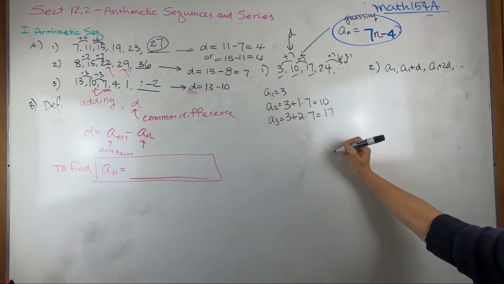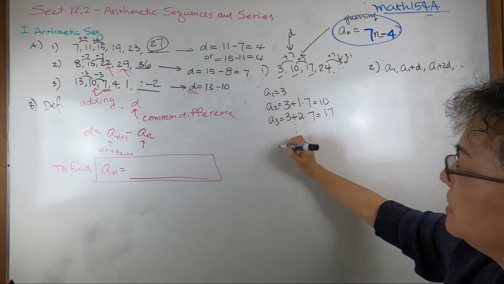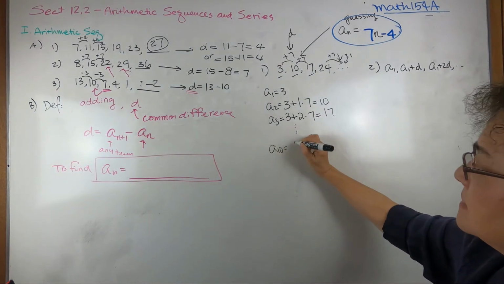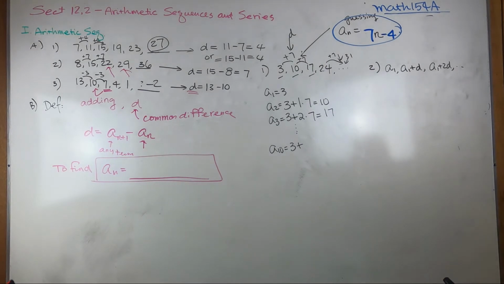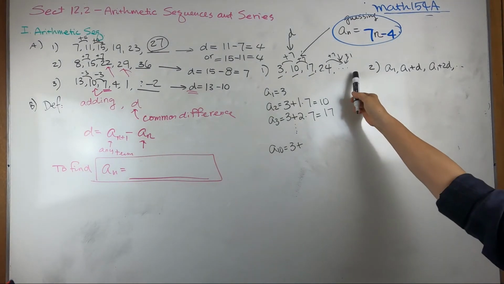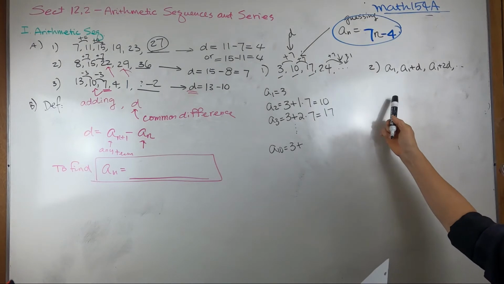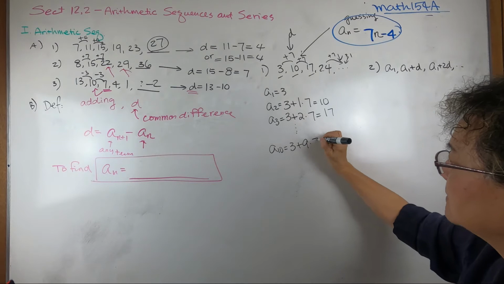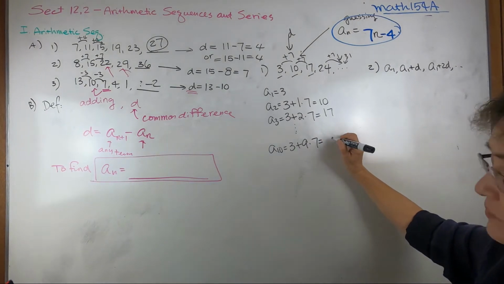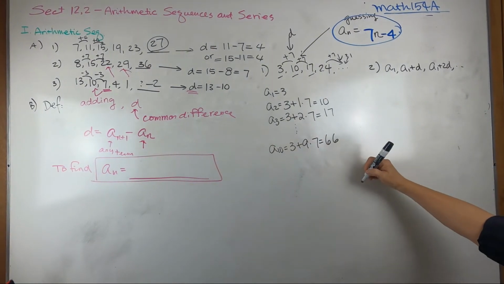That would be 17. So if we do A10, that would mean what? How many 7 you have to add? Would be what? 9 of them, right? Because 9 distance away. So you 9 times 7. Is that right? So that would be 66.